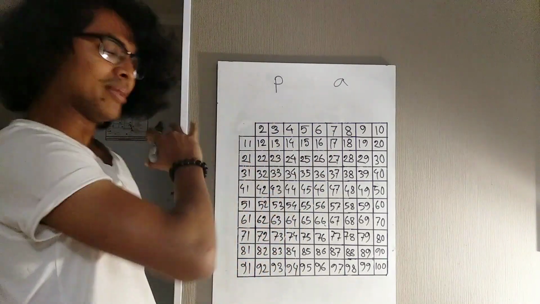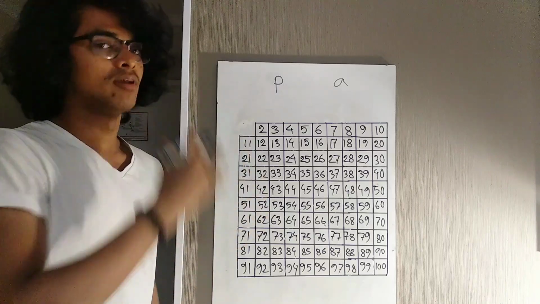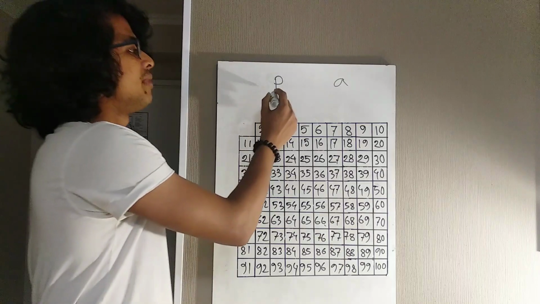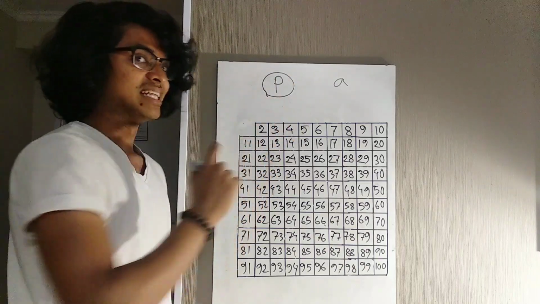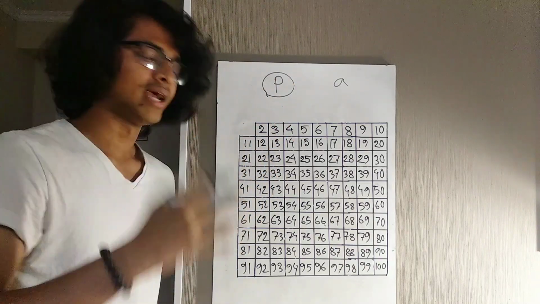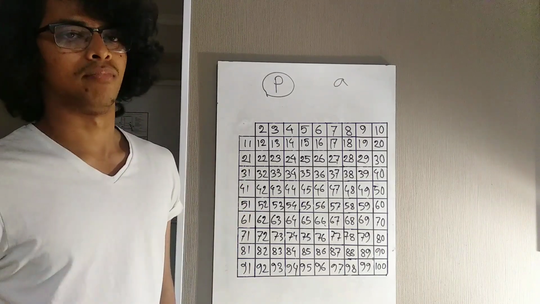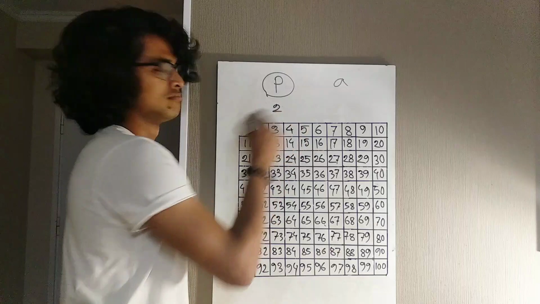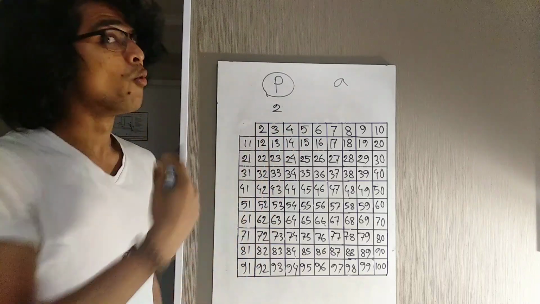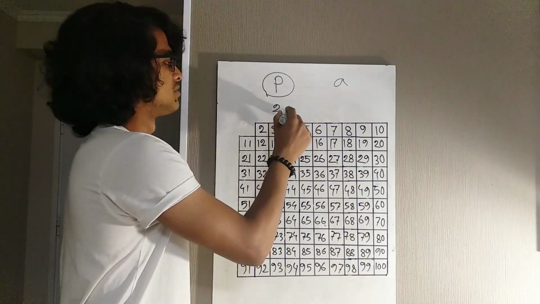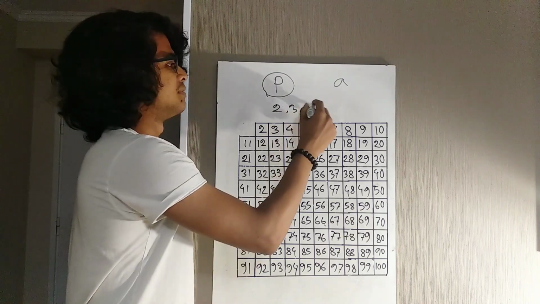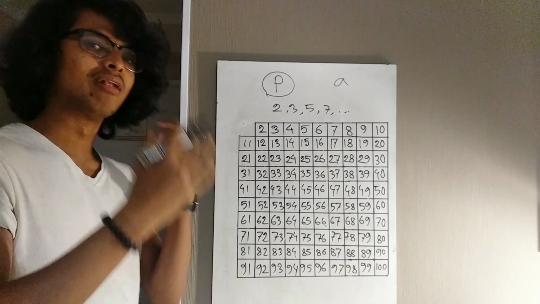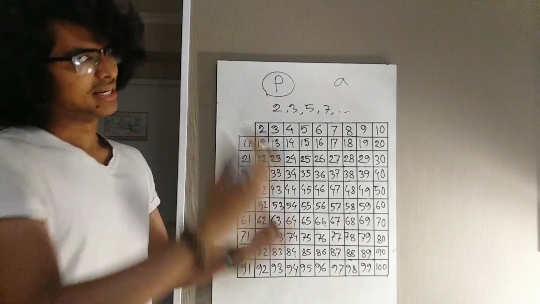Any random integer is divisible by 1 and the number itself, right? But prime numbers are special in the sense that they are only divisible by 1 and themselves. They are not divisible by any other number. So what are some examples of prime numbers? For example, 2 is a prime number because 2 is divisible by only 1 and itself. 3 is a prime number. 5 is a prime number. 7, and so on. These are prime numbers because they are divisible by only 1 and the number itself.